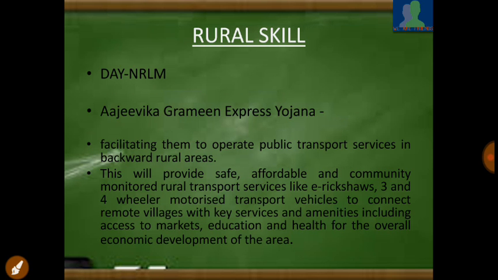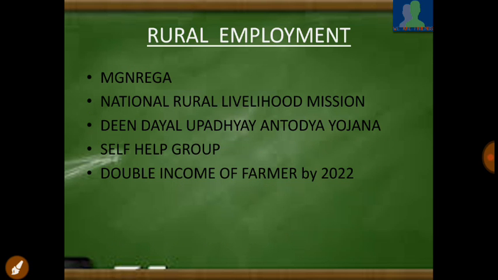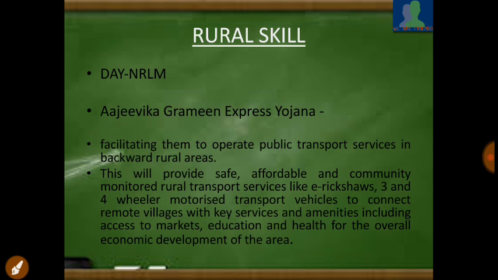So next sector is rural skills. The first one is Deen Dayal Upadhyay Antyodaya Yojana / National Rural Livelihood Mission. Now this aims to provide skills so that rural youth can utilize the local resources and generate their livelihood. Another one is Ajivika Gramin Express Yojana. Now this one is in the news recently, and I will read this paragraph.